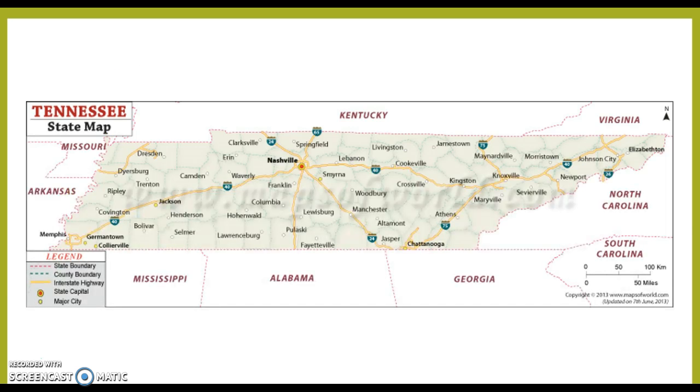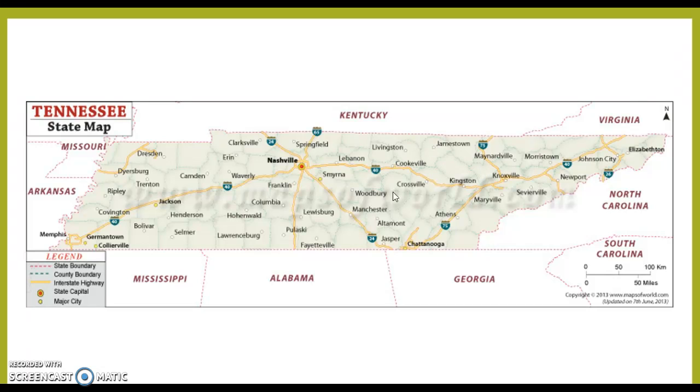So our first map is a map of the state of Tennessee. We can tell that it's a map of the state of Tennessee by this title right here. It says Tennessee State Map. It also has a legend, which is right about here. And it tells us the state boundary, the county boundary. It shows us that there's an interstate highway system that goes through the state of Tennessee. And it can also show us where our state capital is, which is right here. And our major cities are the ones with the little yellow dot.